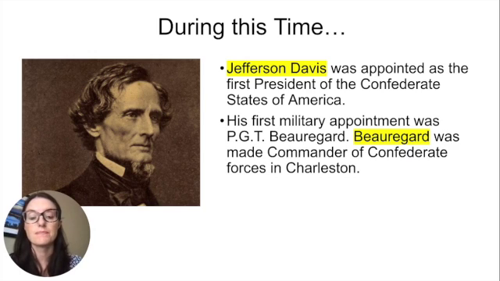Confederate forces. So, if you remember, those South Carolina and the other 6 states that seceded from the Union before this time, they had formed a new country within the United States called the Confederate States of America, and they elected a man named Jefferson Davis to be their president. And Jefferson Davis appointed Beauregard as the commander of his forces in South Carolina.